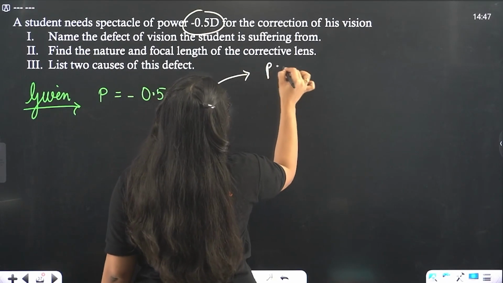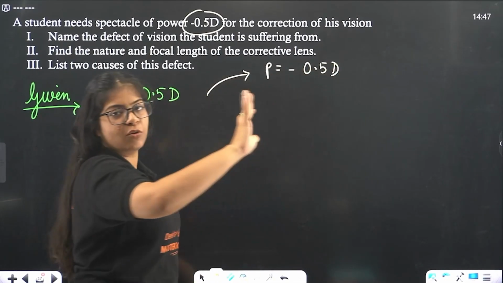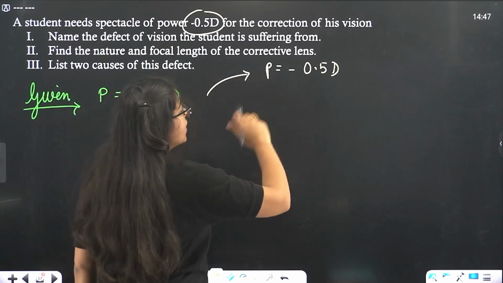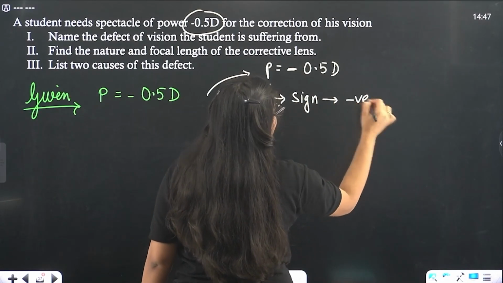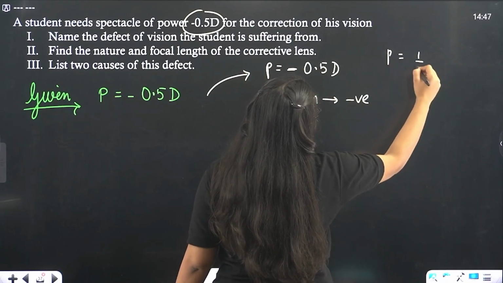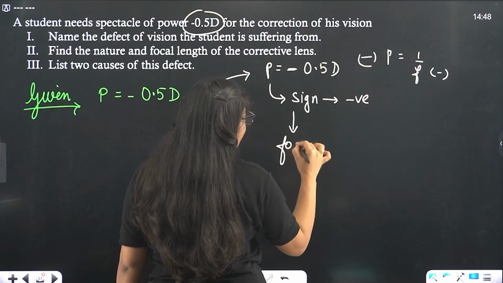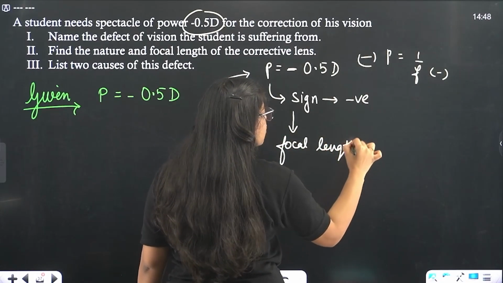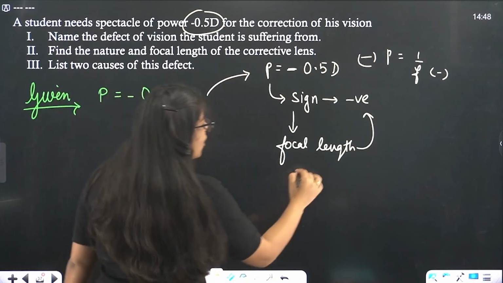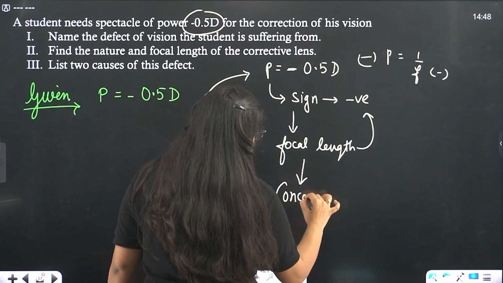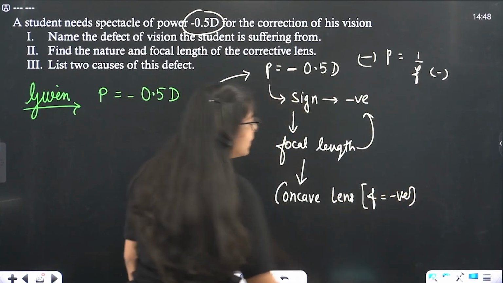See, power is minus 0.5 diopter. We don't have to find the focal length. We don't have to do anything at this point. Just see what is the sign. The sign is negative. Now, power is simply 1 by f. So if power is negative, the focal length will also be negative. Which lens has negative focal length, concave lens or convex lens? Concave lens has negative focal length, right?